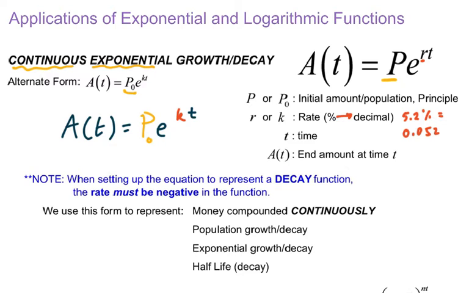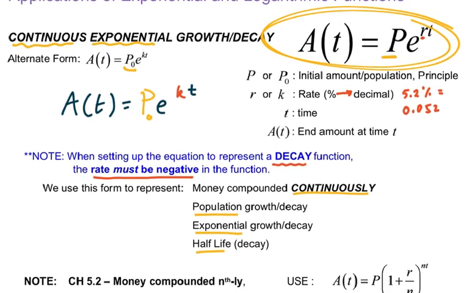The only thing that we really need to remember here is that when we start dealing with things that are decay, things that are declining or deteriorating, the rate must be negative. And the function won't always be given, so you need to read the problem carefully, because if it says that something is decaying, you're going to need to put the negative in your function. As I said, we use this for money compounded continuously, and when we see population growth or decay, that word exponential, or half-life. All of those words indicate we are going to use that PERT formula.